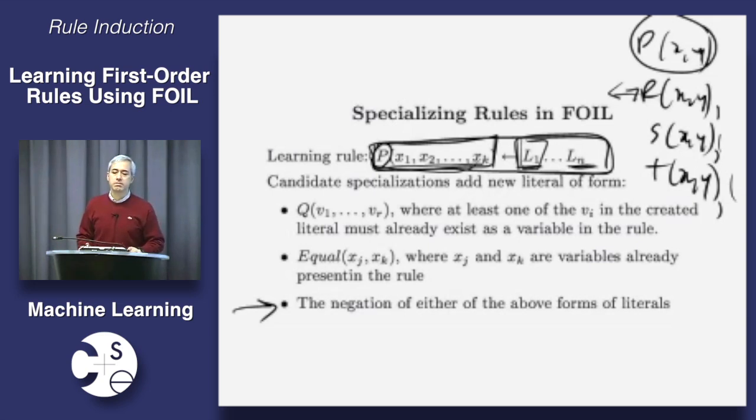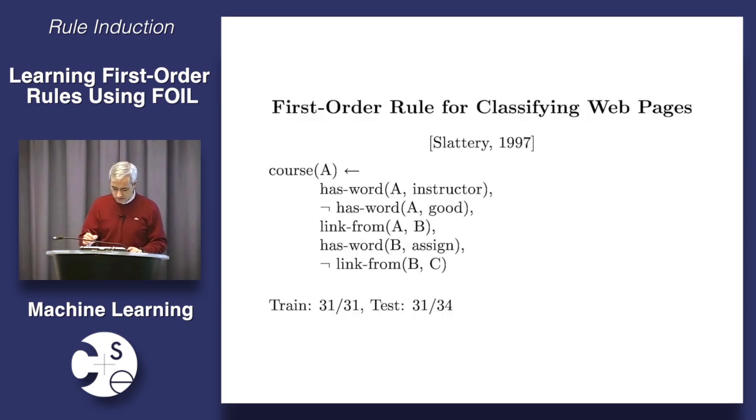Let's think back to the web example. Am I done once I have added my has word and my link from? Clearly not. I can keep adding more of those. What is the thing that can happen here that couldn't happen in propositional rule induction? I can have the same predicate repeated. But what changed from one case to the other? The arguments. That's the key, the thing that makes this powerful, is that my predicates now have arguments. And they could share arguments in very interesting and complicated ways.